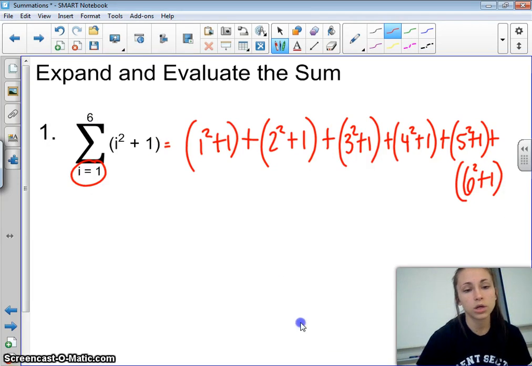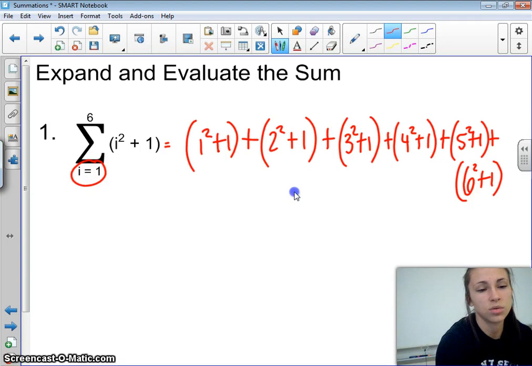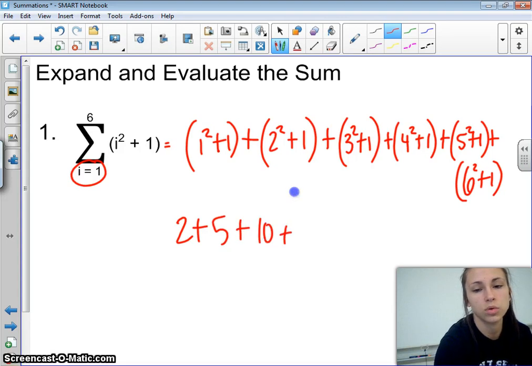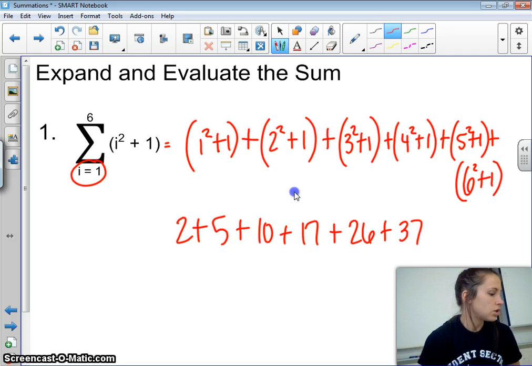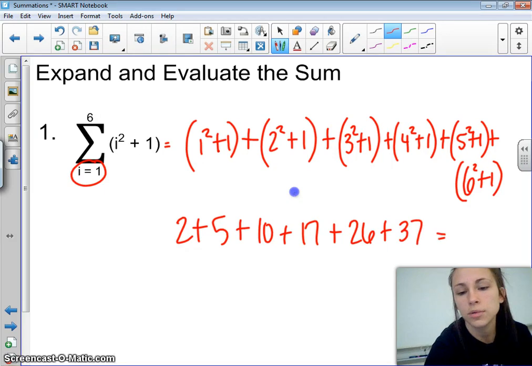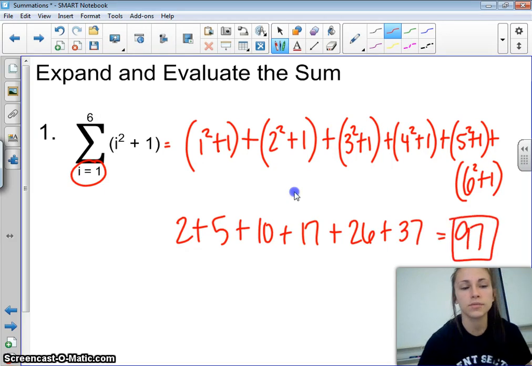and then I'm just going to add all these up, and you can type them in the calculator, or you can try to do them in your head. These are pretty easy to do in my head. I'm going to say 1 squared is 1, plus 1 is 2, plus this would be 5, 9 plus 1 is 10, 16 plus 1 is 17, 25 plus 1 would be 26, 36 plus 1 would be 37. And so then if I add all of those up, you can just type those in the calculator, I would get the sum is 97.